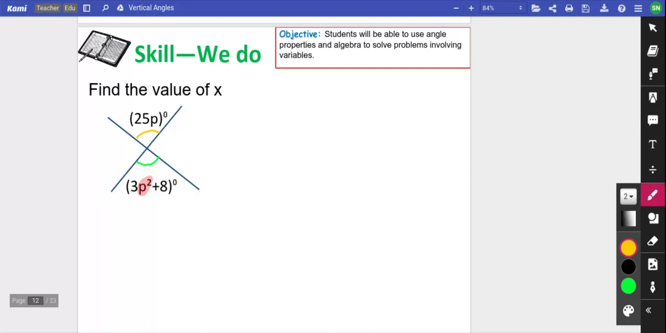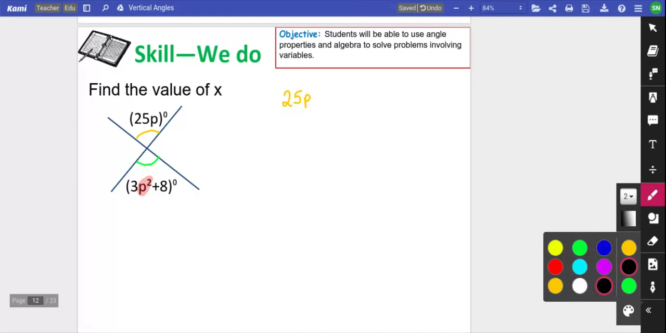So because we have vertical angles, I know that vertical angles are equal. Therefore, I'm going to set up the equation. One angle is 25p and this will be equal to 3p squared plus 8. Notice one side has a square term, therefore that's why we know it's quadratic.